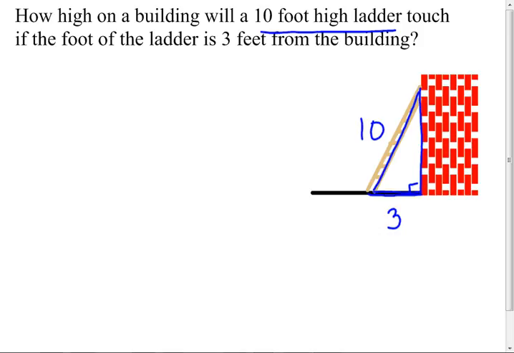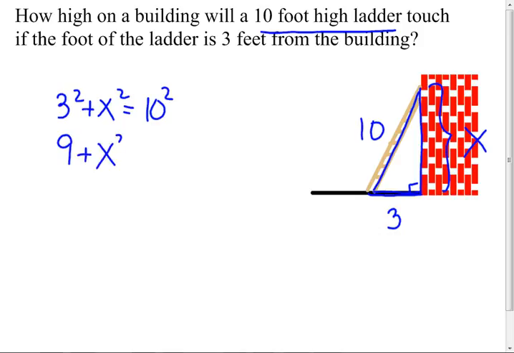So what do you want to call the height of the building? X? I would have called it H, but that's okay. 3 squared plus x squared equals 10 squared. I wish I could do 3 plus x is 10. It'd be so much easier, but it's wrong.